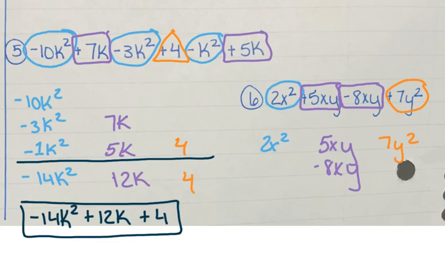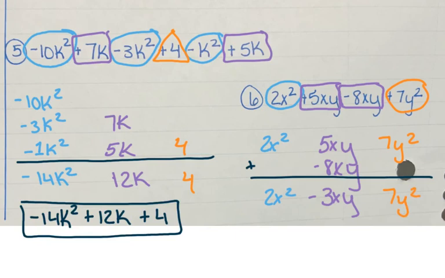And we want to add these up. So I end up with 2x squared. 5 minus 8, or 5 plus a negative 8, gives me negative 3xy, and then the 7y squared. So number 6 simplified to 2x squared minus 3xy plus 7y squared.